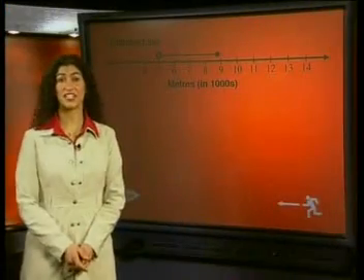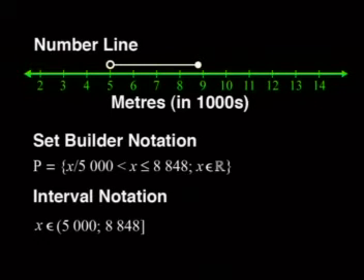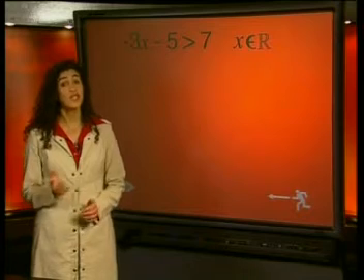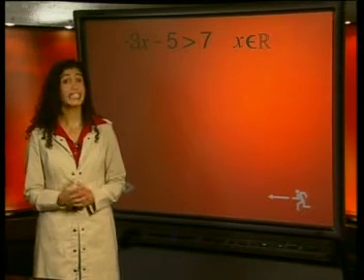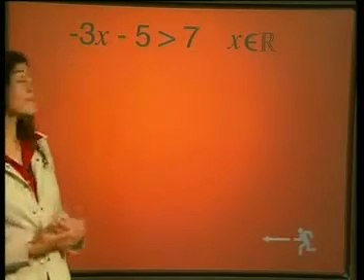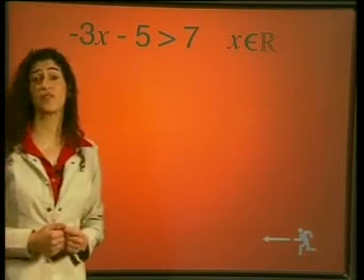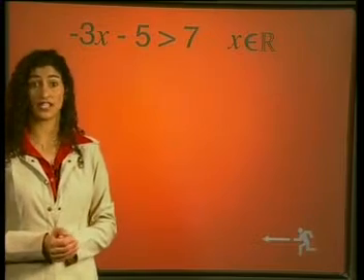In the first lesson, you saw that an inequality can be represented on a number line, in set builder notation or in interval notation. You also solved some linear inequalities. Do you remember how to find the x values for a linear inequality? Let's see what we can do with this one. Now we have minus 3x minus 5 is greater than 7, where x is an element of real numbers, and we need to solve for x. In other words, we need to get x on its own.